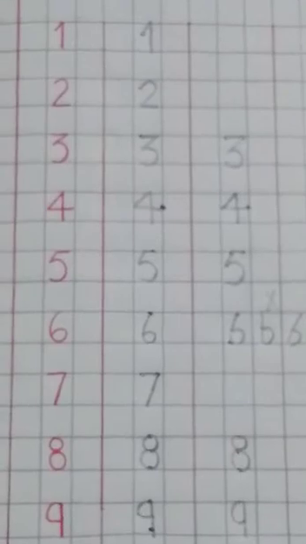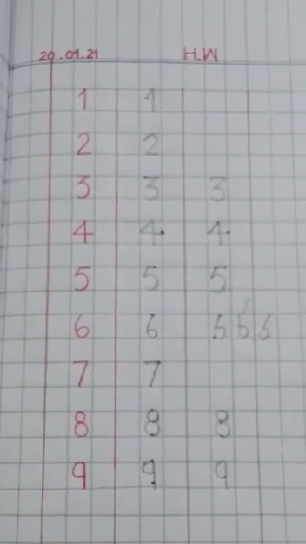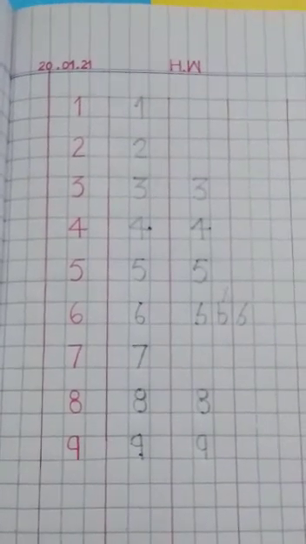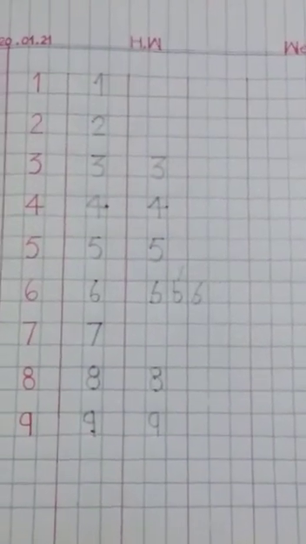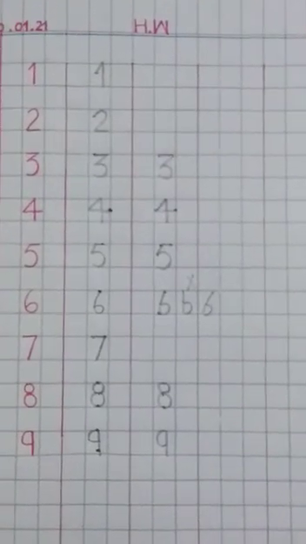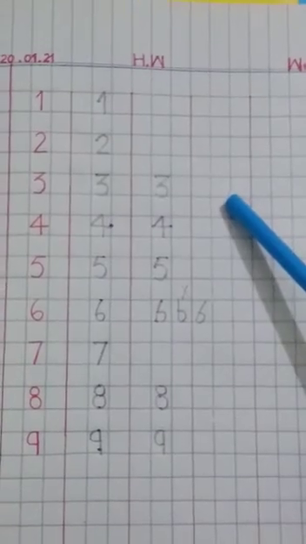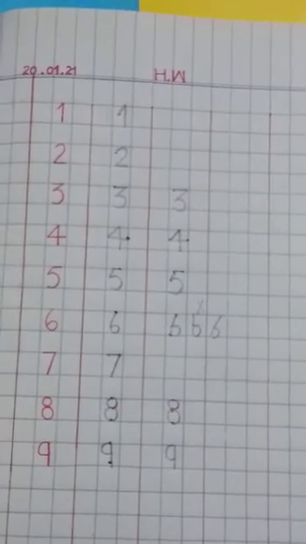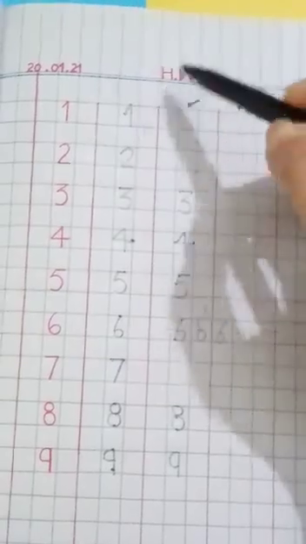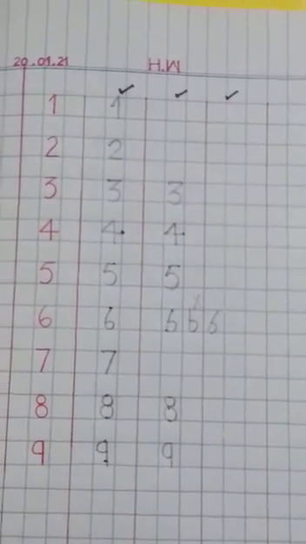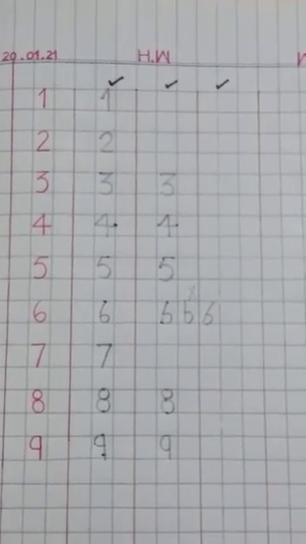So kids, this was all about our today's lecture. That was revision from number 1 to 9. So do your homework properly by using at least 2 or 3 columns. This is compulsory to use 3 columns. I'm going to mark here 1, 2, 3. So at least utilize these 3 columns for better practice.